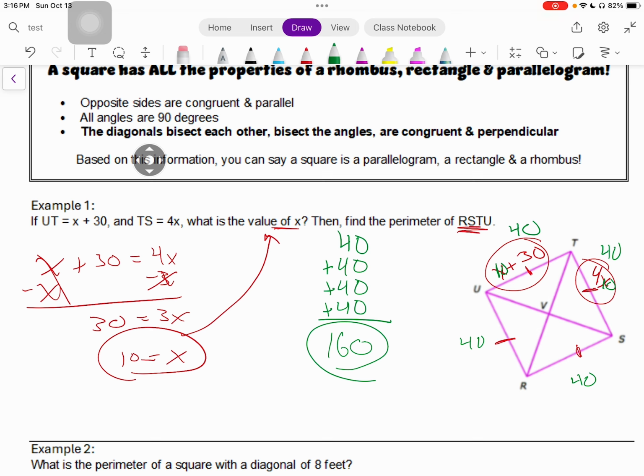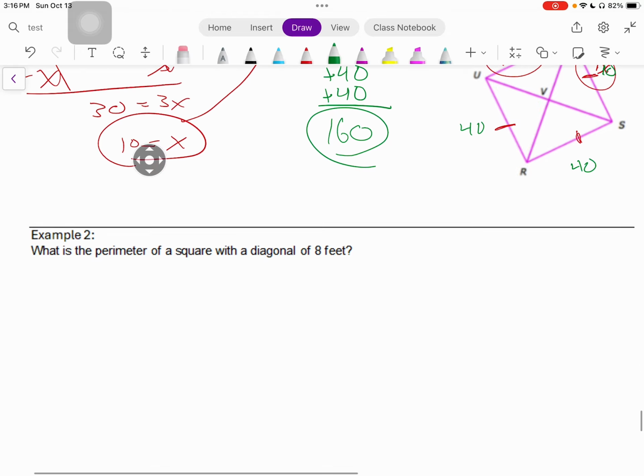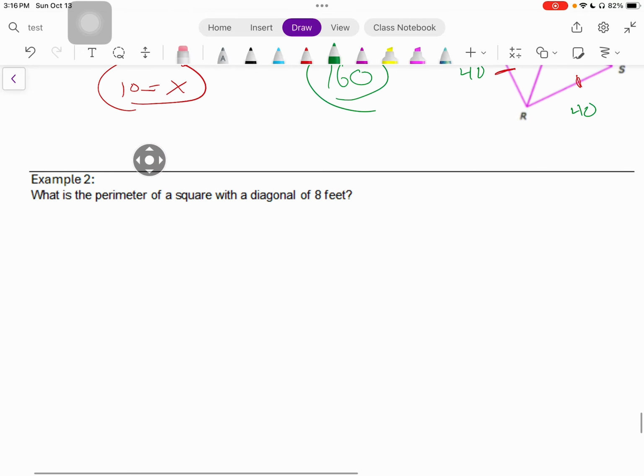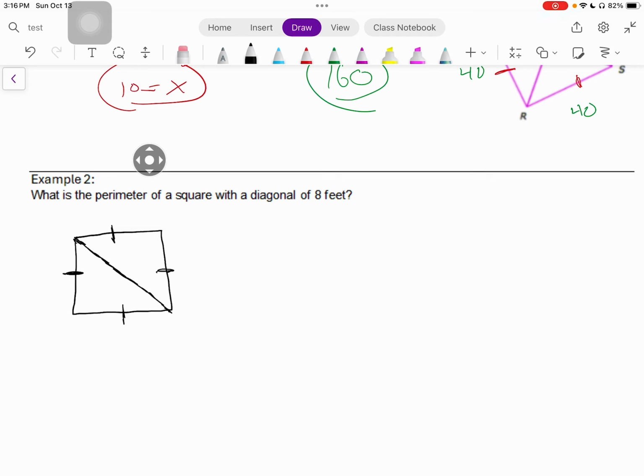All right. So again, the property you need to know about the square: all sides are congruent, set things equal to each other, and then plug it back in and find your perimeter. Example 2. What is the perimeter of a square with a diagonal of 8 feet? So again, talking about a square. One thing that we know about the square is that all 4 sides are the same. This one throws in a diagonal. We only need 1. We don't have to draw the other one in because it doesn't say anything about them intersecting or bisecting. So that's 8.